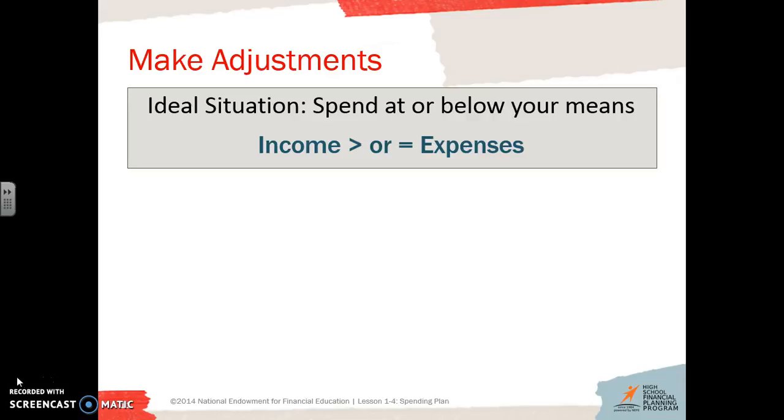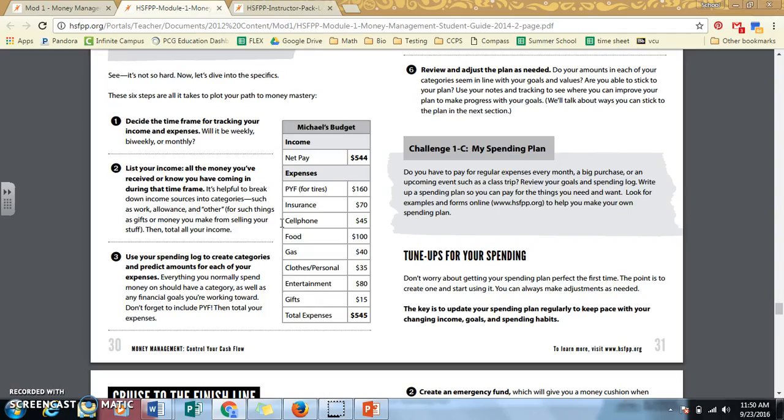I want you to see an example of a spending plan or a budget, and there's one on page 30. It's Michael's spending plan. So turn to page 30 and let's look at Michael's spending plan together. There are 6 good steps to use when you're planning a budget. The first is to decide the time frame that you're going to be tracking your income and your expenses.